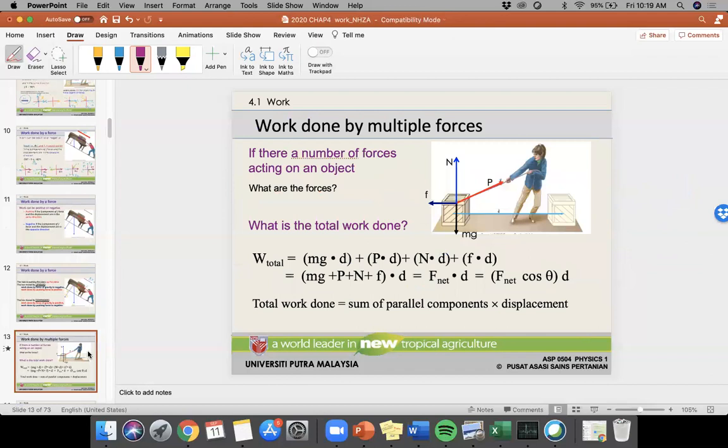Okay, so work done by multiple forces. So here we have a box and we have reaction force, we have a pulling force, we have the friction force, and we have weight. Can anyone tell me what is the force that is relevant to work done here? So here we have displacement going to the right. What is the force that is relevant to work done? Anyone wants to answer me? P and F.